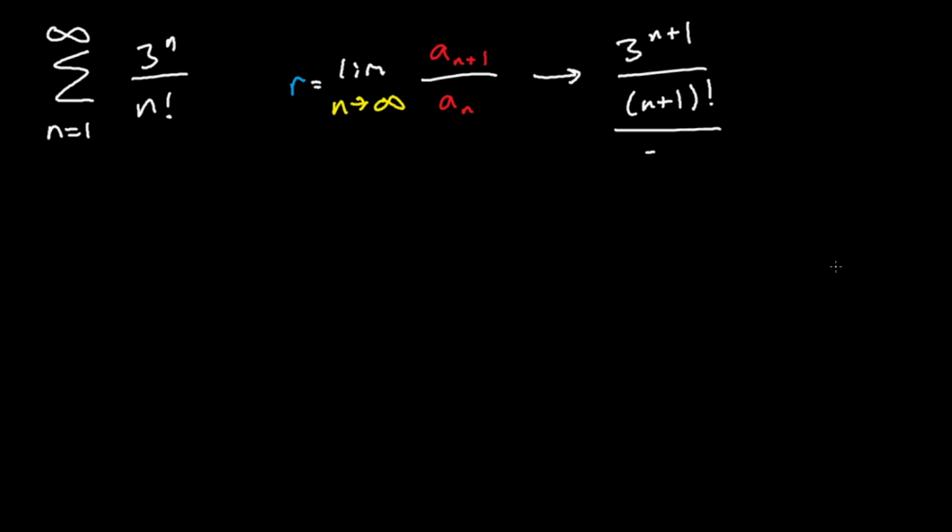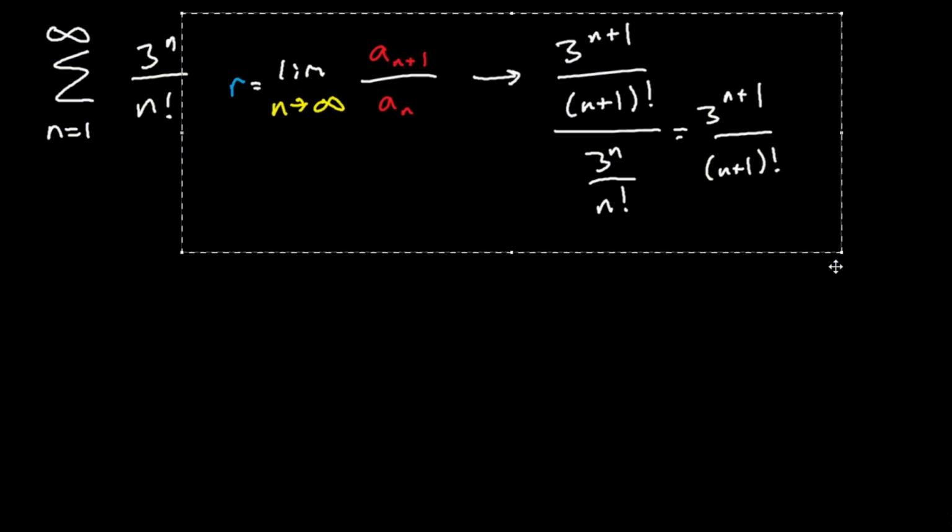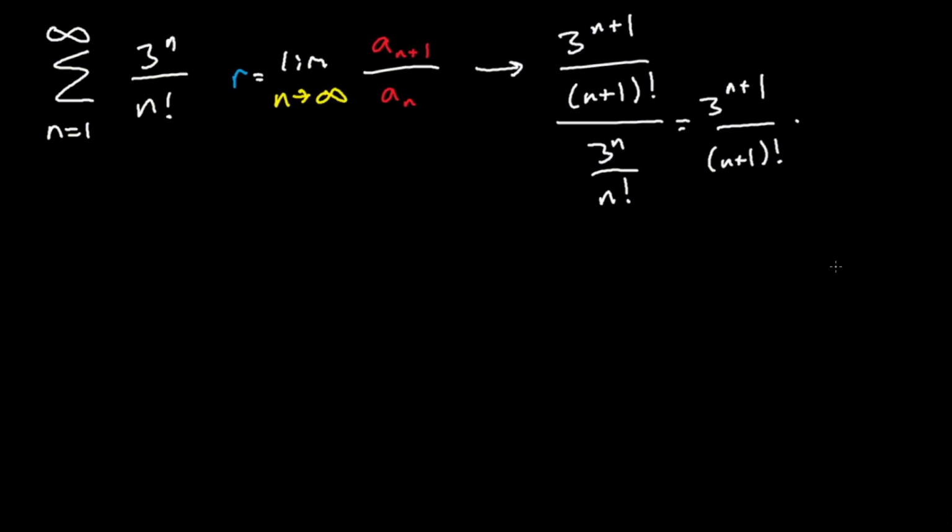Over a of n, which is 3^n over n factorial. Well, what you can do here is simply multiply by the reciprocal of the denominator. Get (n+1) factorial. Let's make some more space for this guy. So you get (n+1) factorial times n factorial over 3 to the power of n. Well, what you can also do is decompose this exponent to get 3^n times 3 to the power of 1 over (n+1) times n factorial.